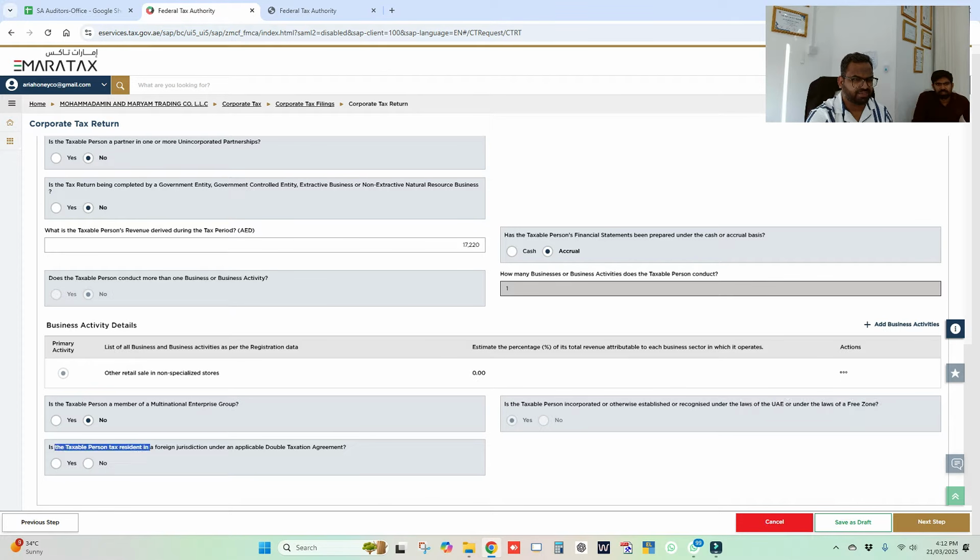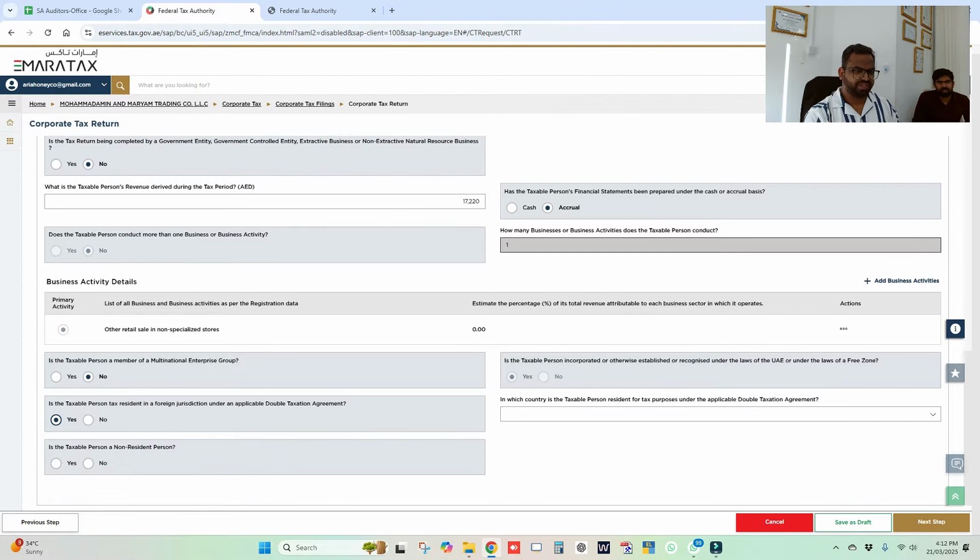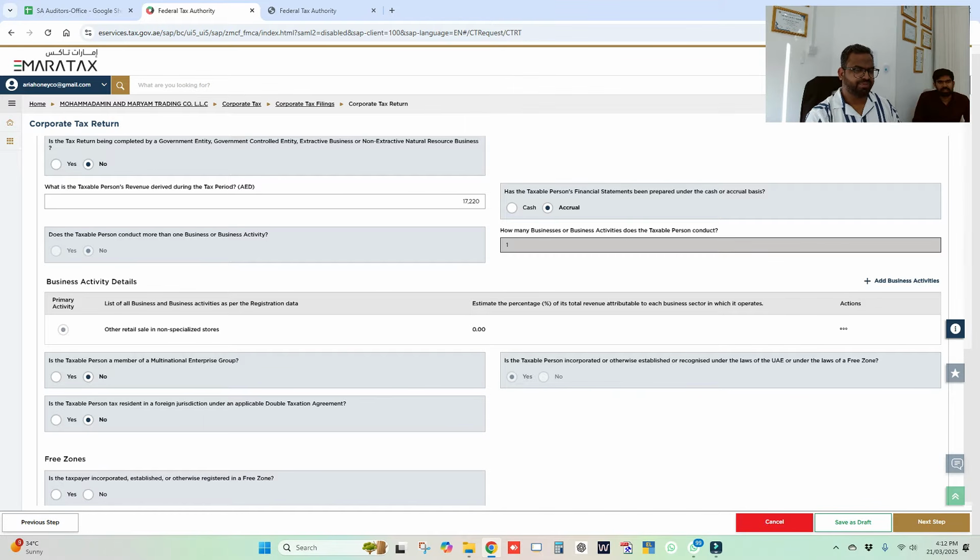Is the taxable person tax resident in a foreign jurisdiction under an applicable DTA, double taxation agreement? If yes, then yes, otherwise no. Foreign tax residency means, for example, some companies can have a branch in another country. In that case it will be yes. Here it is a no. If we say yes, they will ask for more details, and we have to select the country. It will be no.